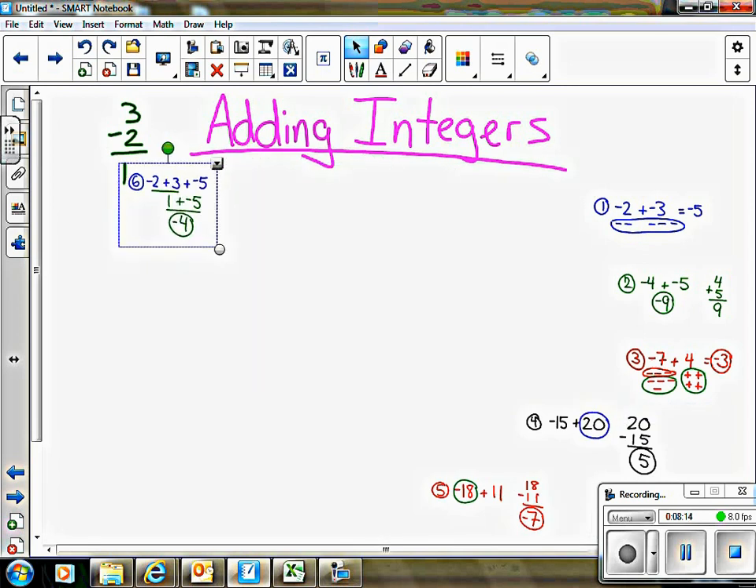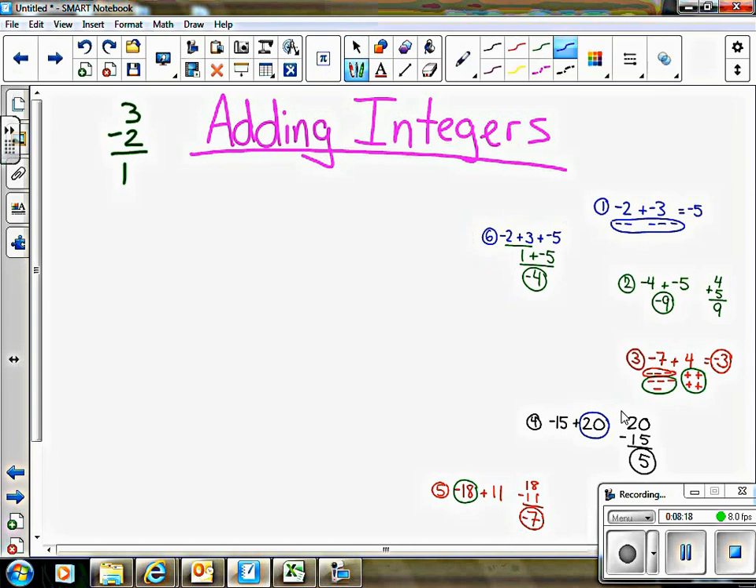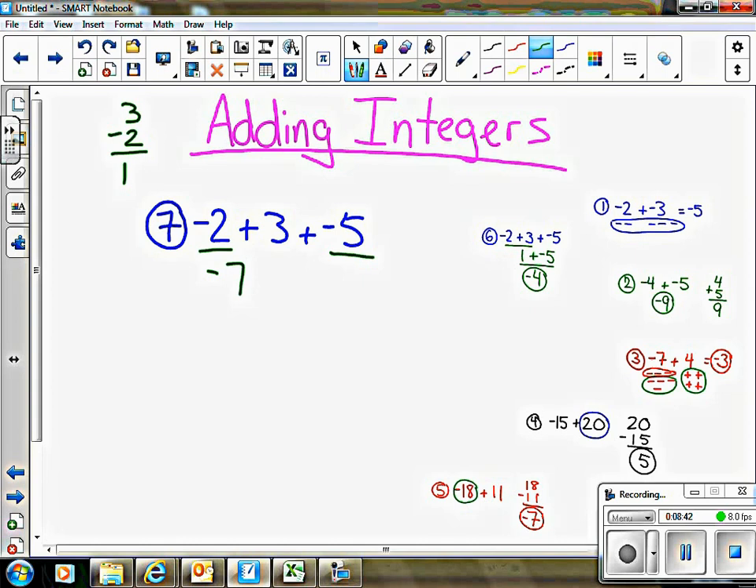Now, if you prefer, we could do it by grouping like signs. So for example, using the exact same problem, negative 2 plus 3 plus negative 5. What I can do with this problem is I can simply underline my like sign. So I have a negative 2 and a negative 5. And with those, I can just say negative 2 plus negative 5 is negative 7. And then bring down my plus 3.